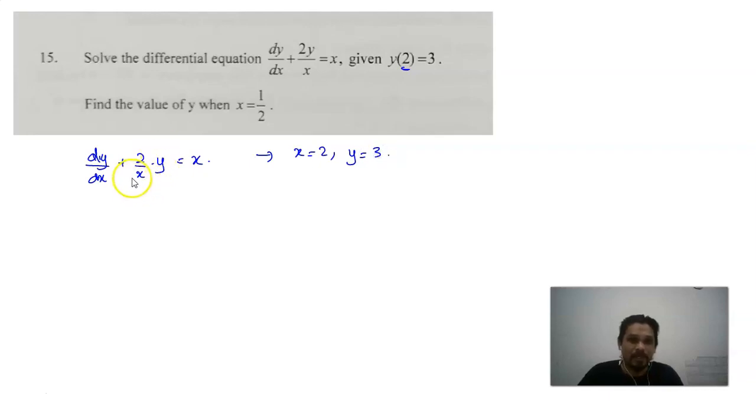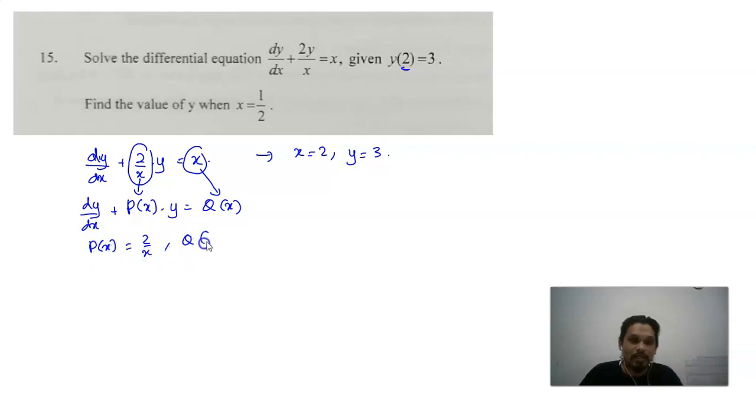Now I change the form of this 2y divided by x, make this one as 2 over x times y, because we like to compare this with the general form of integrating factor, p(x) times y equal to q(x). We can see here now that p(x) equal to 2 over x and q(x) equal to ln x.